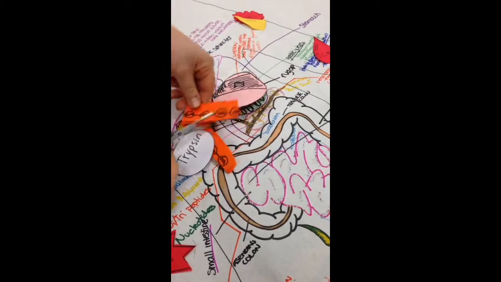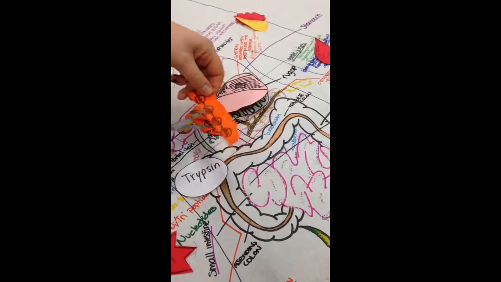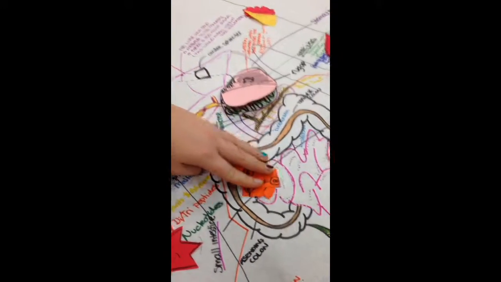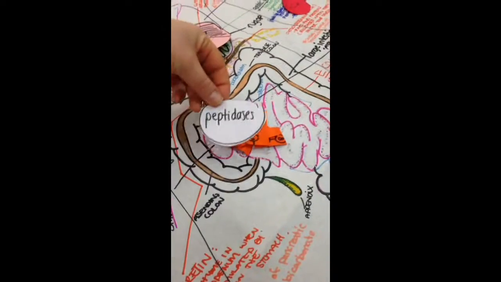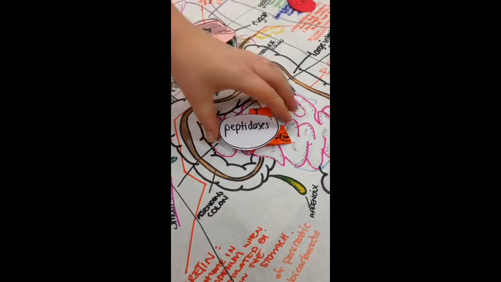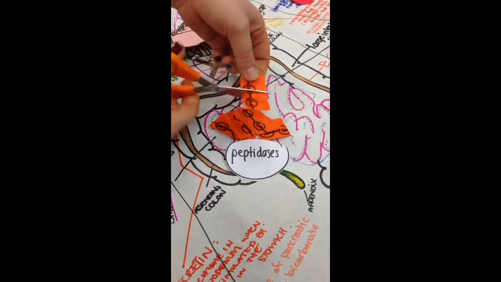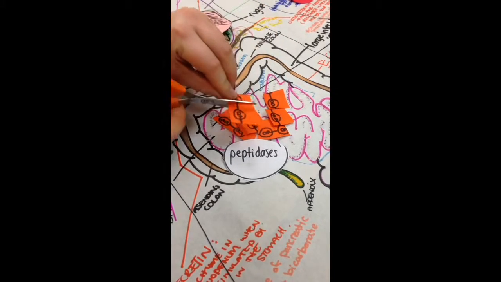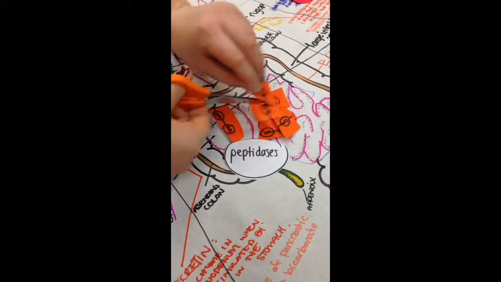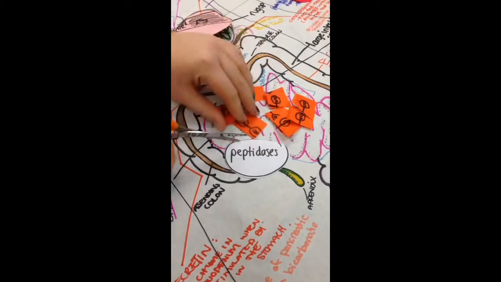The di and tripeptides move further down into the small intestine. The glands in the small intestine release intestinal juices: peptidases, nucleases, maltase, sucrase, and lactase. The peptidases digest the di and tripeptides into amino acids. The amino acids move into the capillaries of the villi.